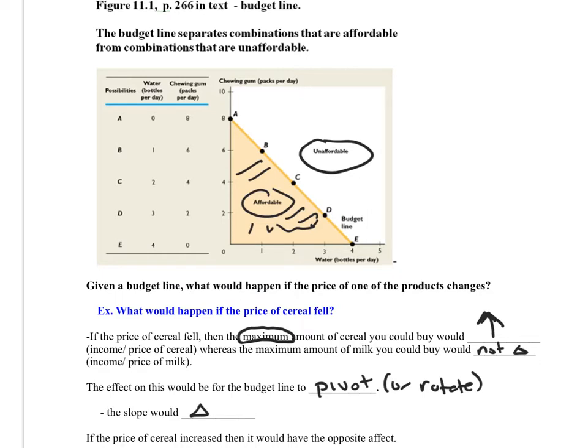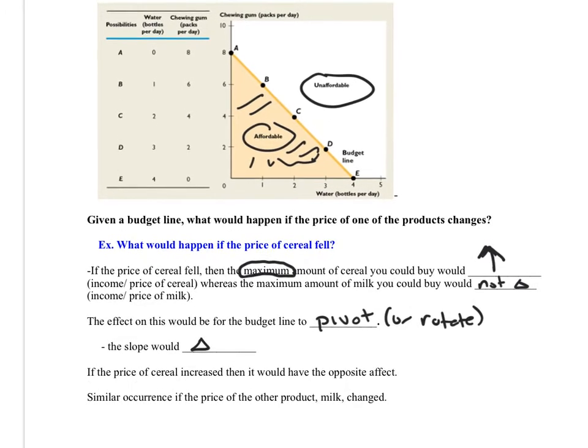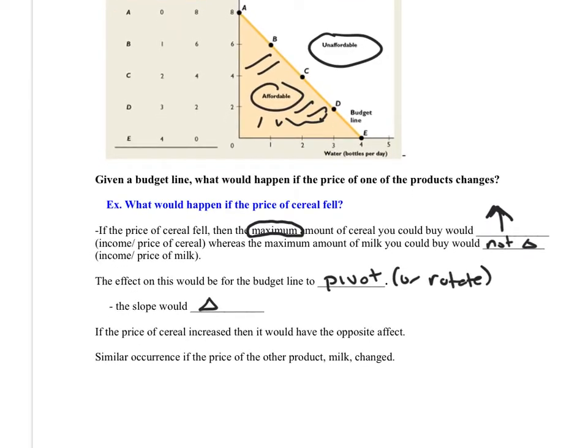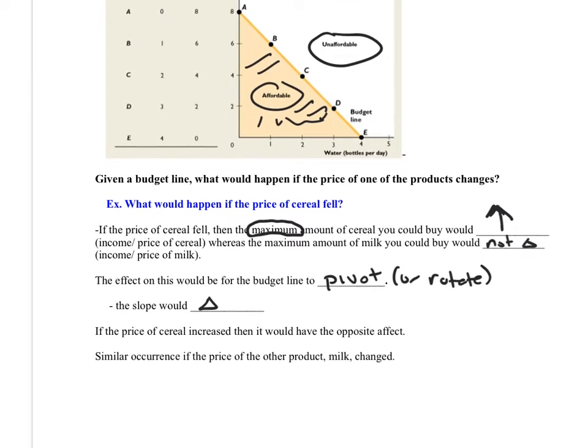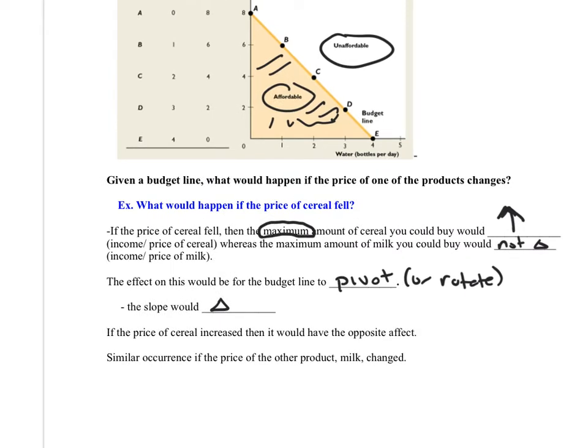The question is now, what happens if the price of one of the products falls? Well, if the price of cereal falls, if you don't buy any milk, you can buy more cereal. And if the price of milk doesn't change, then when you buy no cereal, you buy the same amount of milk. Therefore, a change in the price of one product is going to cause the budget line to pivot or rotate. The slope would change because it's not a parallel shift.